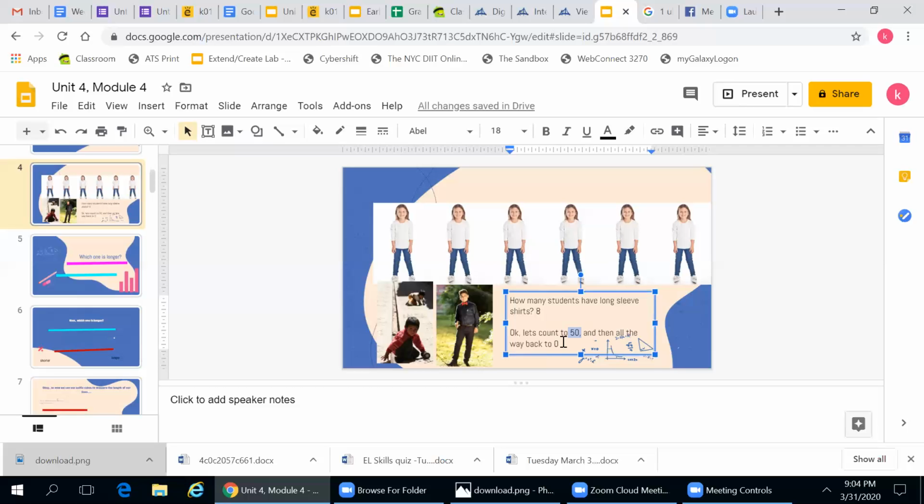Okay, now we're going to go from 50 all the way back down to 0. So we're going to count down from 50. I think this is going to be a little bit harder because we've gotten so high up in our numbers now. So let's do it.